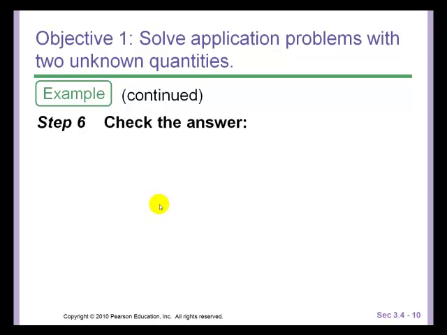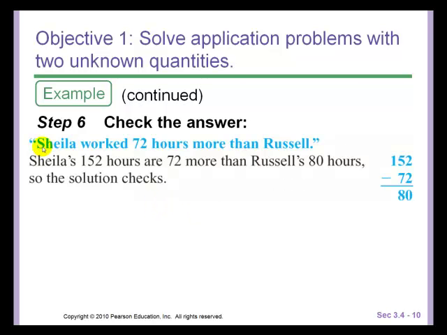Step 6, the last step, is to check it. The statement from the question was, Sheila worked 72 hours more than Russell. So let's check this.